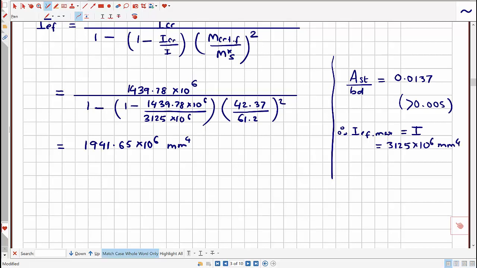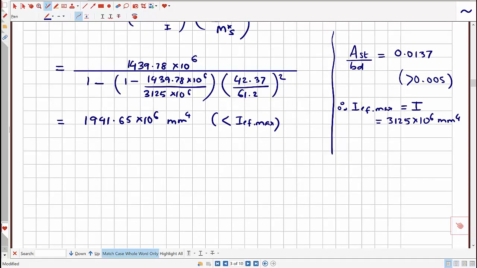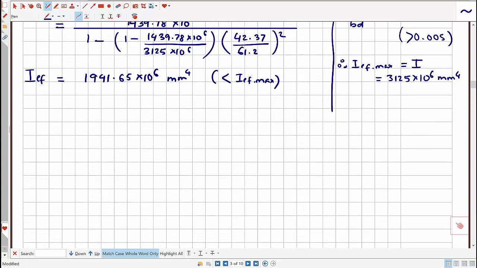So whatever effective moment of inertia you have computed shouldn't be greater than that one, and it is less than I effective max, so that's okay. That's the maximum effective moment of inertia that you can use, and it is of course coming out less, so you can use I effective. So now we have all the parameters to find our short-term deflection.